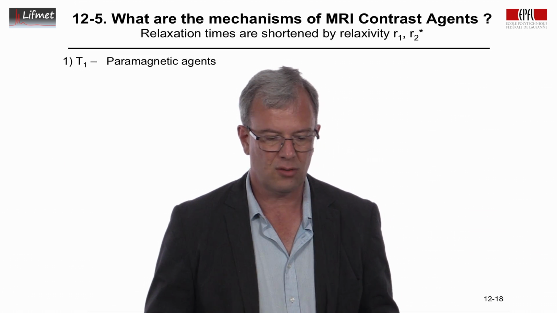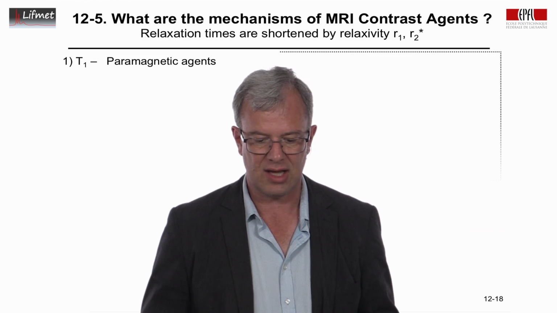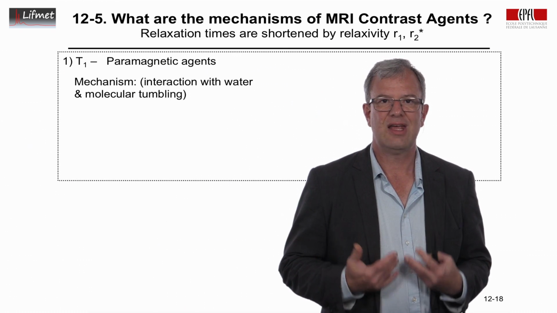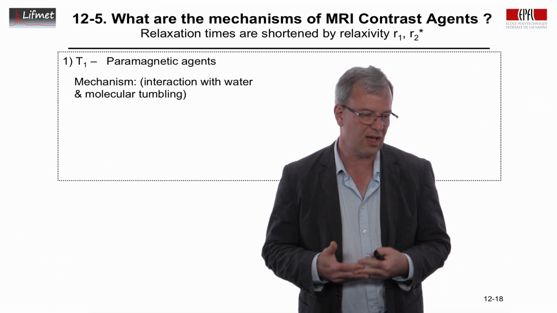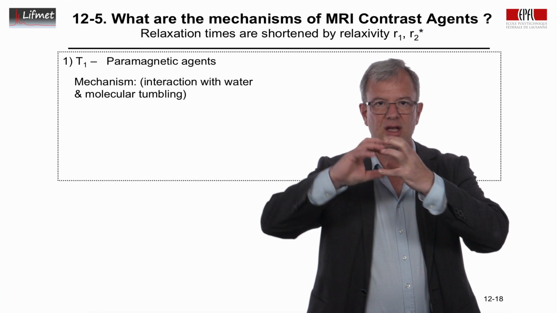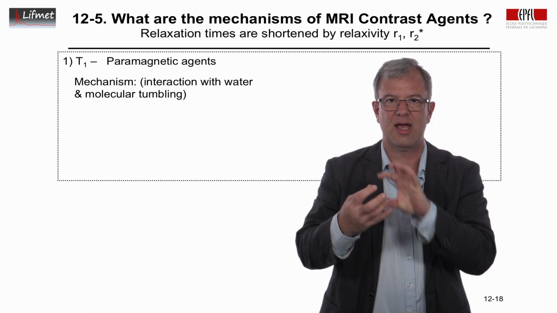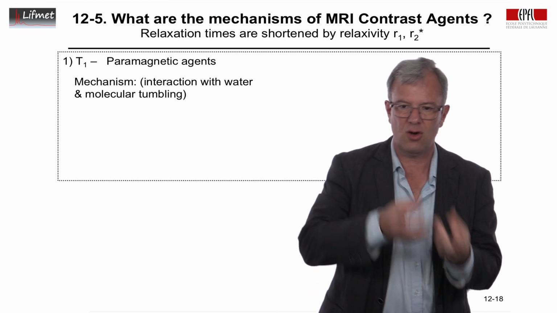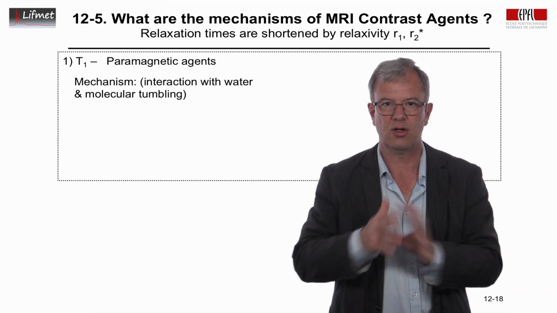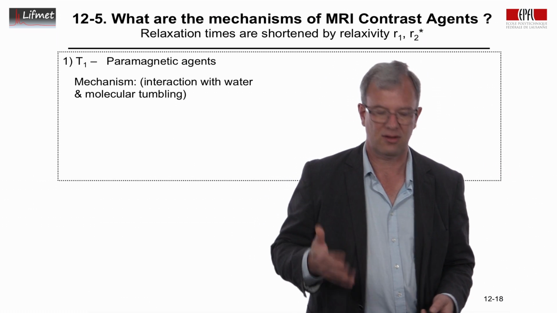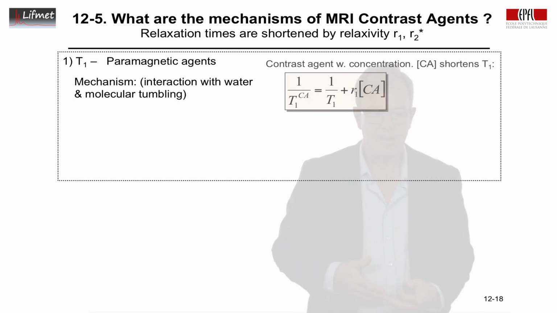The one are those that act on T1, the paramagnetic agents. The interaction with these paramagnetic agents is very complex and difficult to understand, but essentially the picture that we have is an interaction of the contrast agent with surrounding water, its own molecular tumbling, and how fast the water diffuses and how close the water diffuses to that paramagnetic agent. So that's the molecular picture.